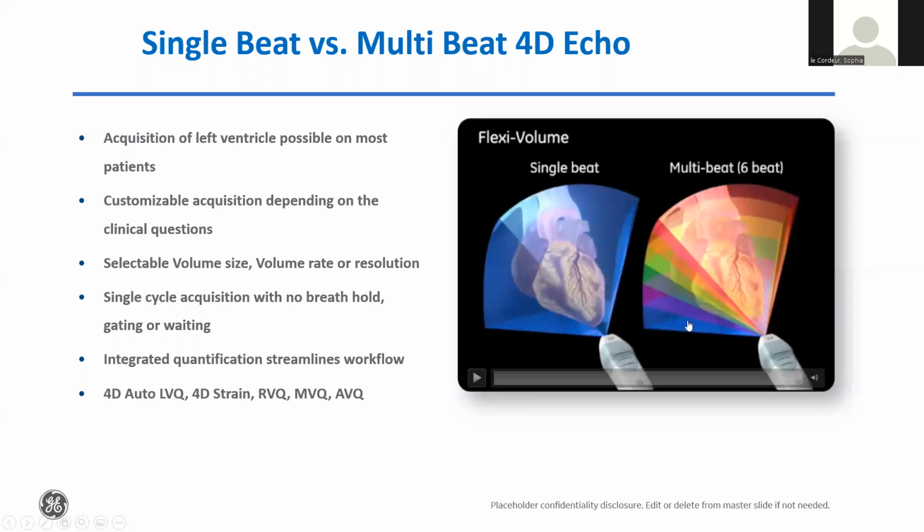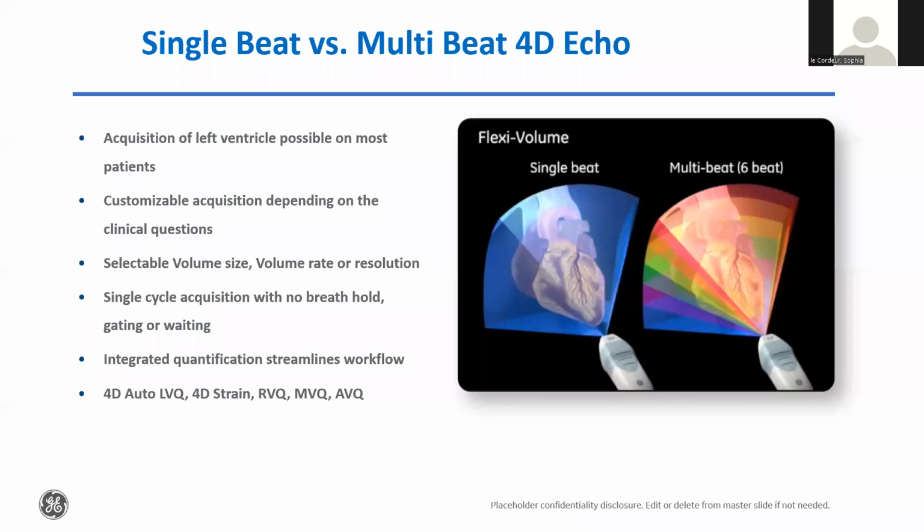However, multi-beat has a unique advantage. Because I'm focusing only on a small section on each cycle, I get much better spatial resolution and much higher temporal resolution. In other words, my axial resolution, or voxel resolution, is better, and my frame rate is much better. So why don't we use multi-beat all the time? For 2 reasons. First, we have to wait until we acquire it all. Second, the risk of stitching artifact.